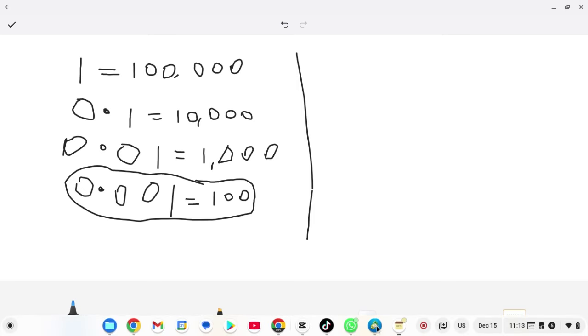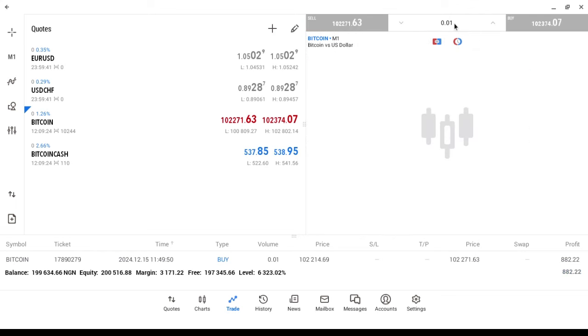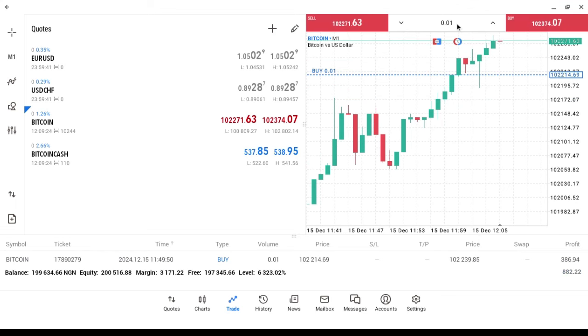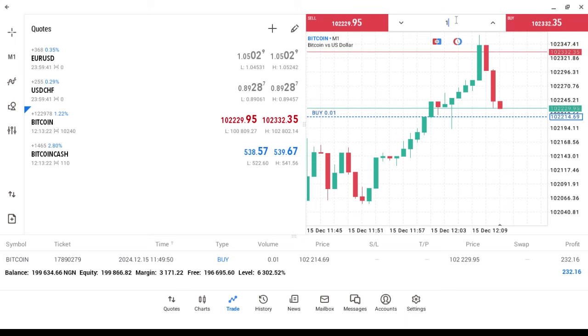Now let me show you a metaphor. These are the lot sizes here. Now this is one lot size. I have to have at least 100,000 in my account before I can take this trade. Now look at my account. What do I have? 199,634.66 naira. I don't think this will work, but with the power of leverage, it can work.